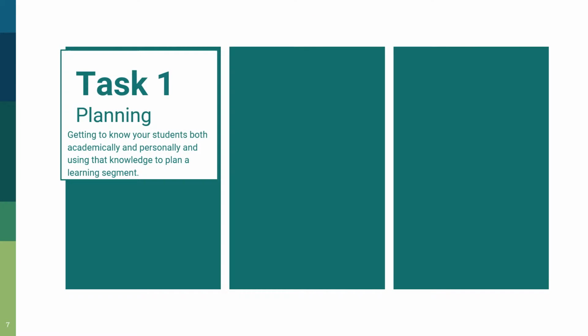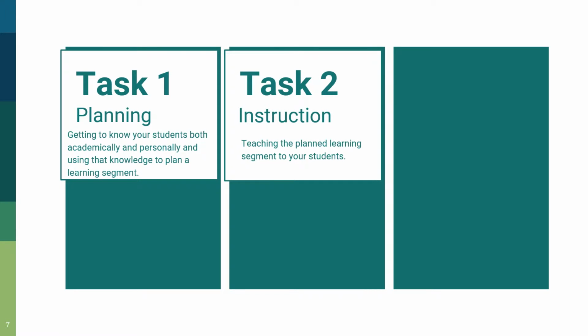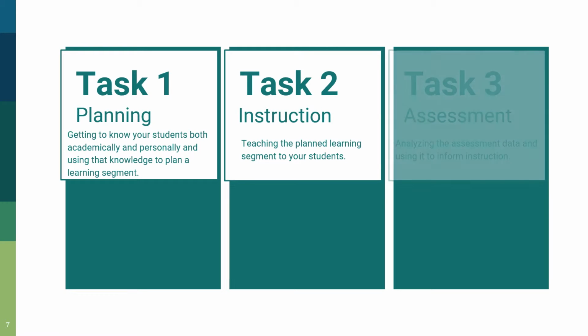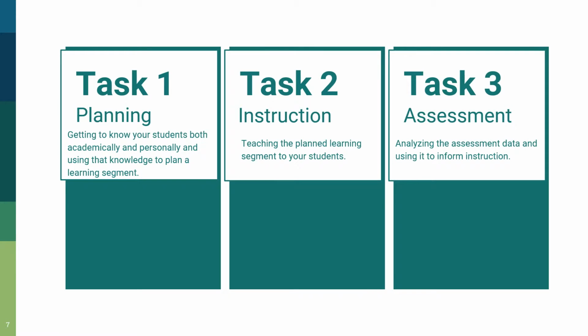EdTPA is made up of 3 tasks. Task 1 is planning, where you're getting to know your students both academically and personally and using that knowledge to plan a learning segment. Task 2 is instruction, where you're teaching the planned learning segment to your students. And task 3 is assessment, where you're analyzing the assessment data and using it to inform your instruction.